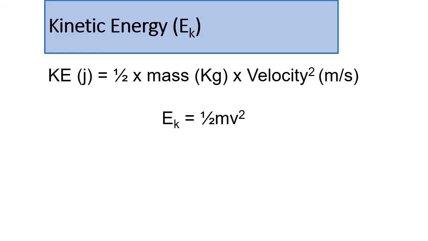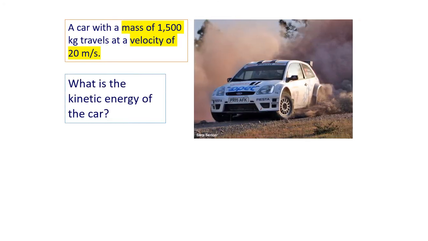The mathematical equation for kinetic energy is here: one over two times mass times velocity squared. This is the relationship between kinetic energy, mass, and velocity, and we can use this equation to calculate kinetic energy in joules. Here is one example. A car with a mass of 1500 kilograms travels at a velocity of 20 meters per second. What is the kinetic energy of the car?